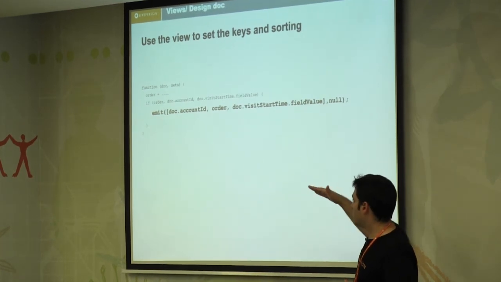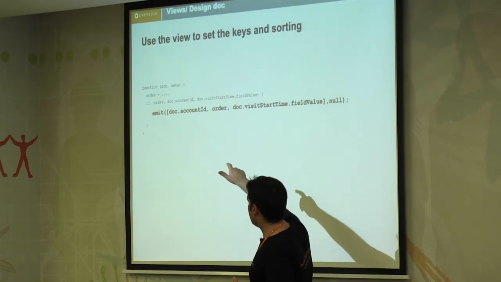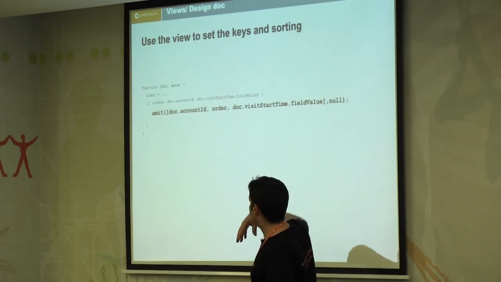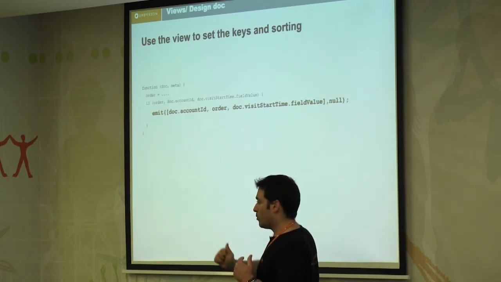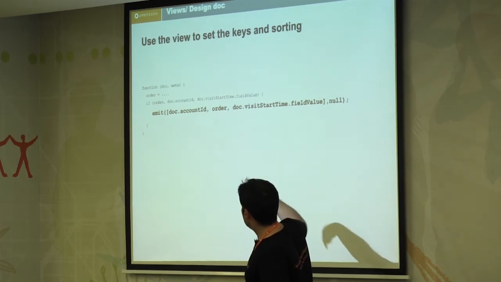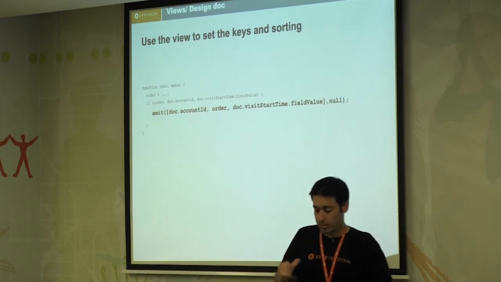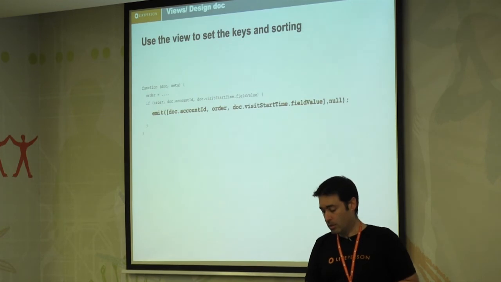For us, the index is a compound key of account ID, as I said, it's a multi-tenant database. Order is some kind of a sequence that represents the user state. And we also wanted to sort by the visitor start time, so we can see a sorted list on the front end. But again, we don't use reduce. For us, it's just for the indexing.